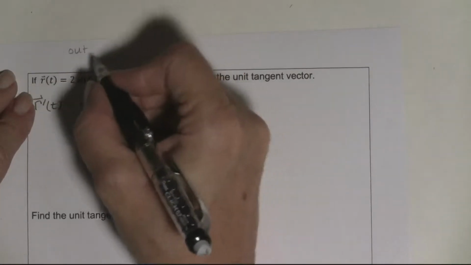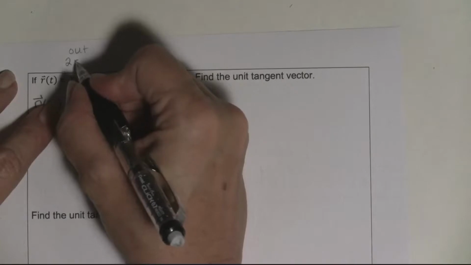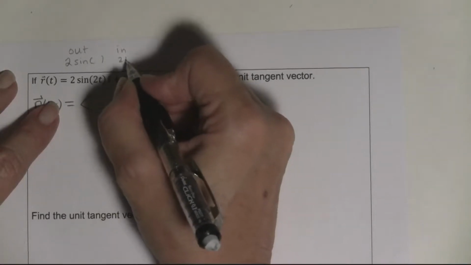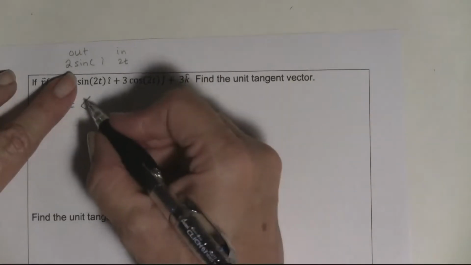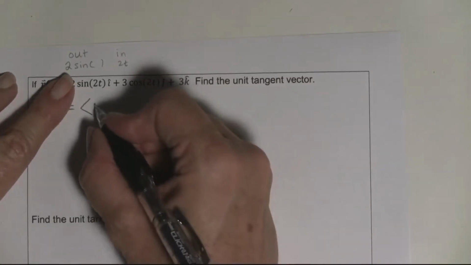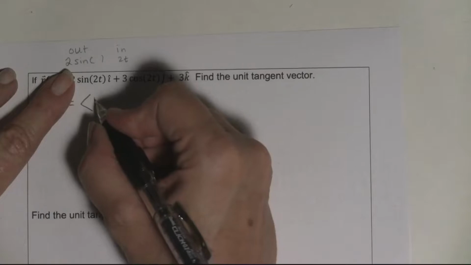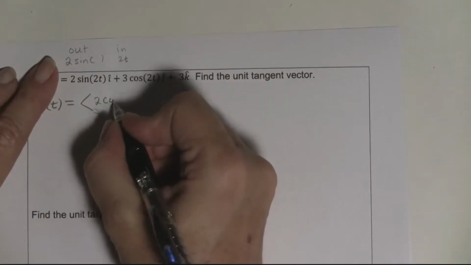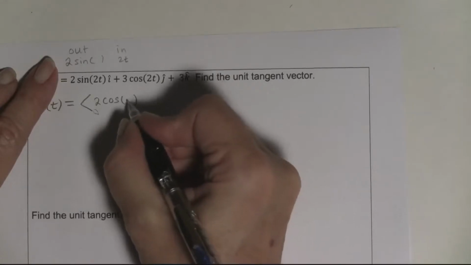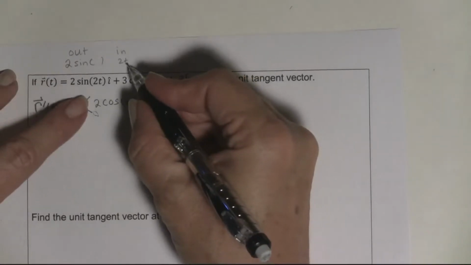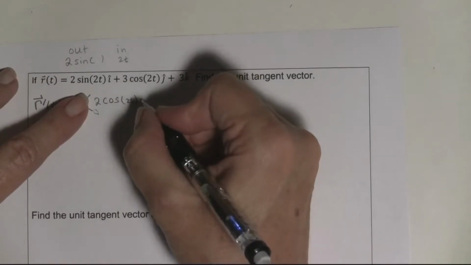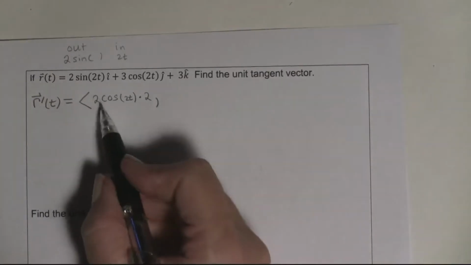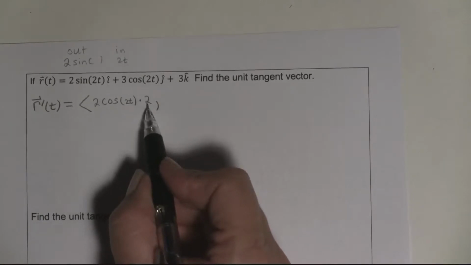So I would be thinking of the outside function, and the inside function is 2t. And then I would be saying I'll take the derivative of the outside, which is 2 times the cosine of the same inside, 2t, and then the derivative of the inside, which is 2, comma, and then I'll go find the next one. And when you put these together, 2 times 2 is 4.